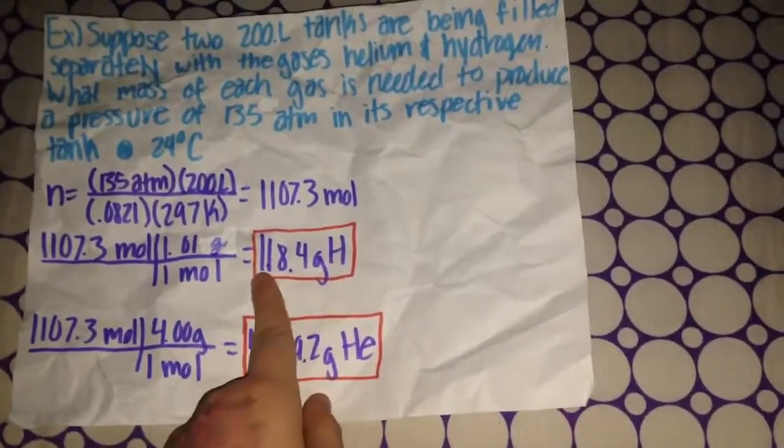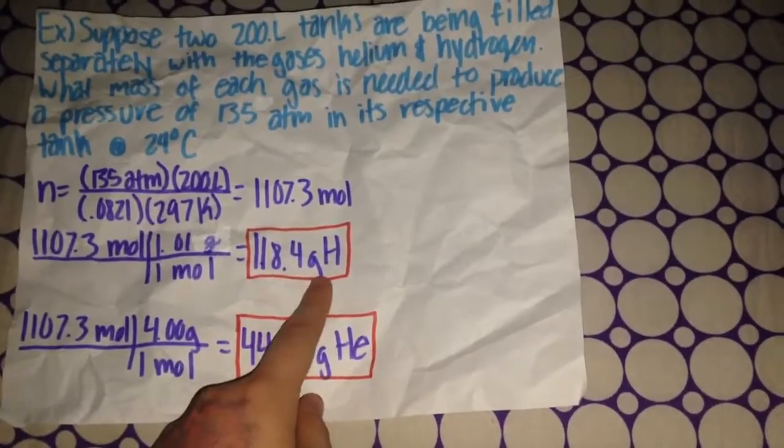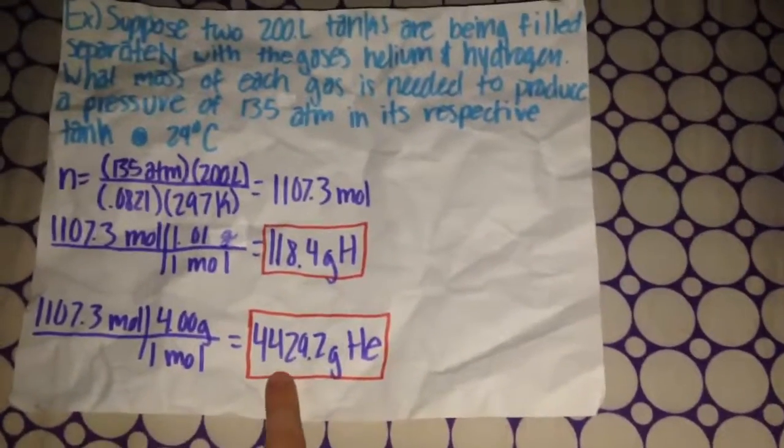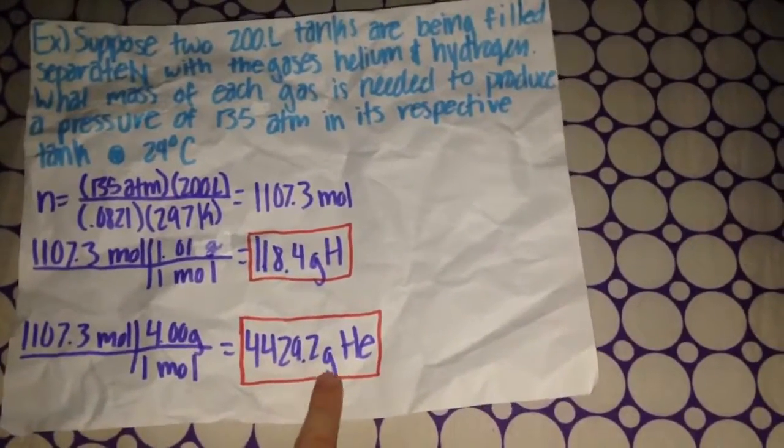So for hydrogen, it's 118.4 grams, and for helium, 4,429.2 grams.